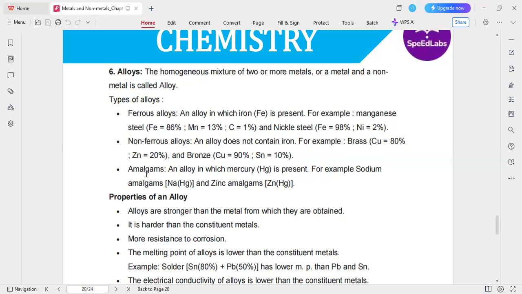Amalgams are very important. Sometimes this question is asked to children in the board exam. An amalgam is an alloy in which mercury, Hg, is present. For example, sodium amalgam, sodium and mercury, and zinc amalgam, zinc and mercury. Now, properties of alloys. Alloys are stronger than the metals from which they are obtained, children. And they are harder than the constituent metals, that is the second property.